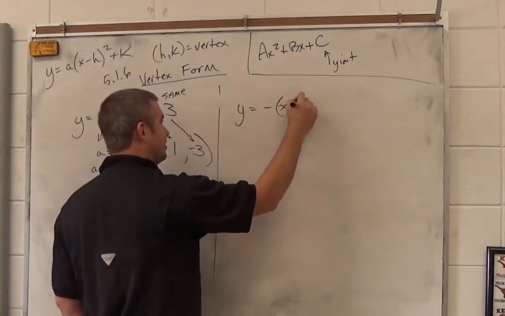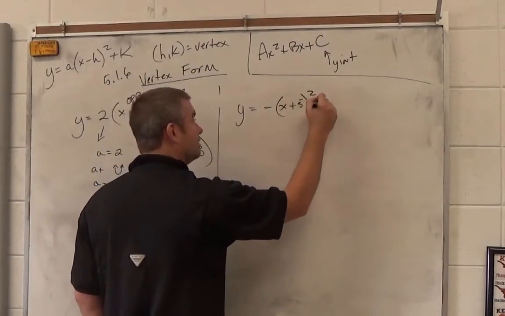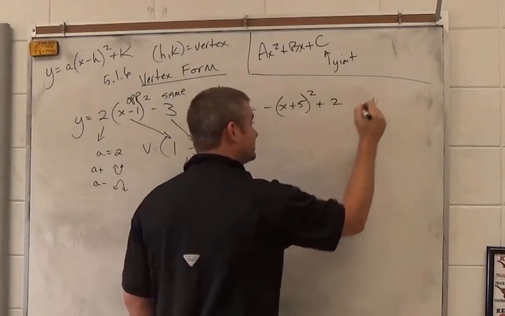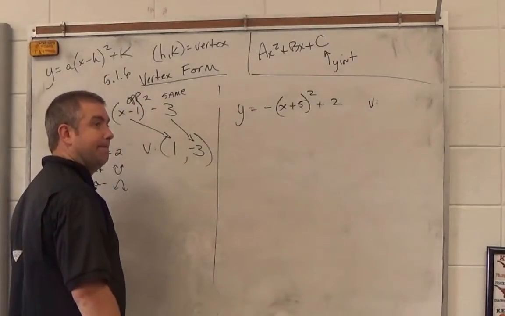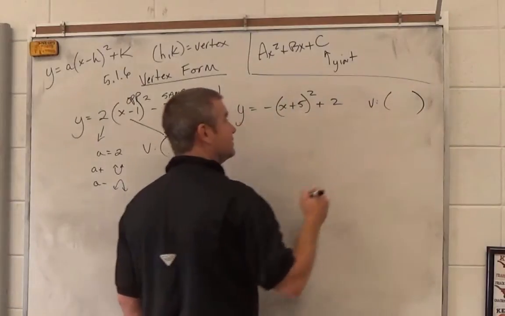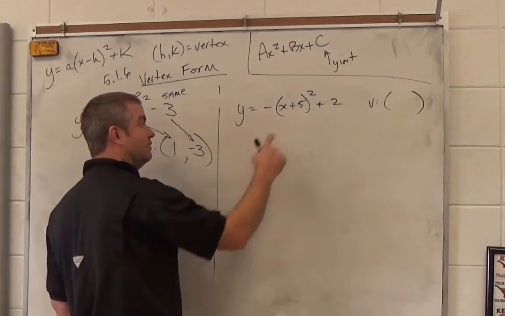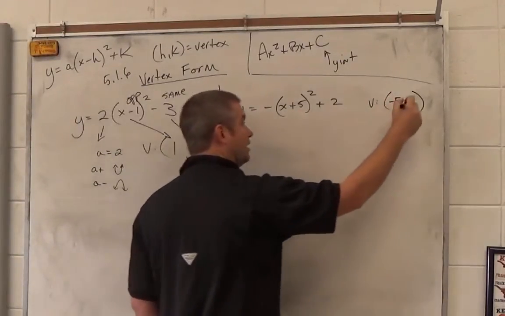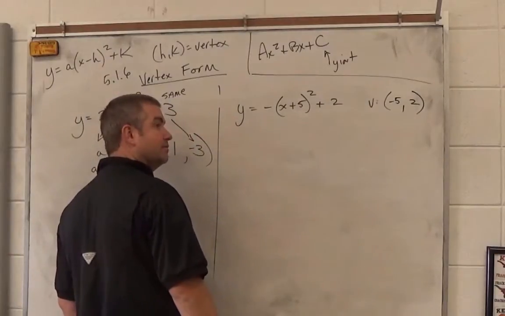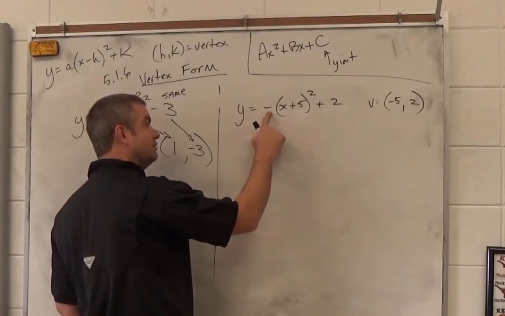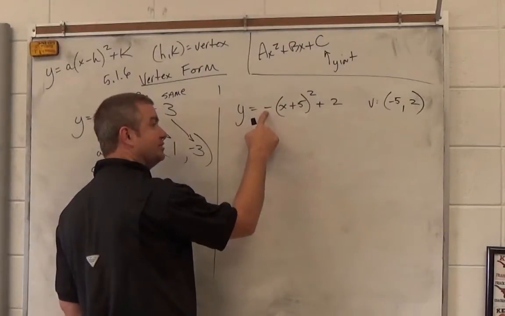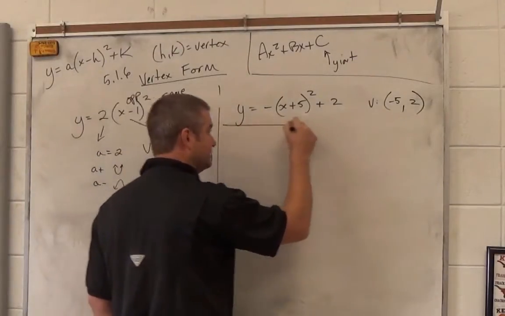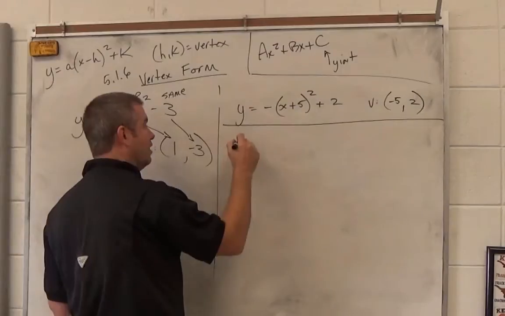Okay? So, real quick, we've got y equals negative (x plus 5) squared plus 2. What is the vertex? Careful now. The opposite of plus 5 is negative 5, and the same of plus 2 is positive 2. Does the parabola open up or down? Down. All this tells you is that it opens up or down, for now. It actually tells you a little bit more, but for our intents and purposes, that's all we have to worry about.